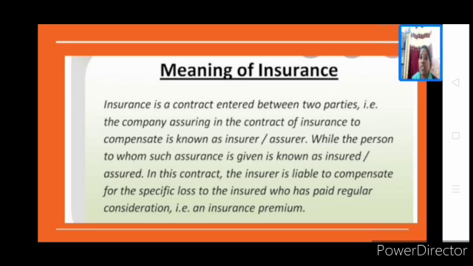Is it clear? So we say it is a contract between two persons, that is the company assuring in the contract of insurance to compensate is known as insurer or assurer, while the person to whom such assurance is given is known as insured, that is assured. It is the assured or insured who pays premium to the insurer. In this contract, the insurer is liable to compensate for the specific loss to the insured who has paid regular consideration, that is insurance premium. This is called consideration or fee, or as an insurance terminology we use as insurance premium.